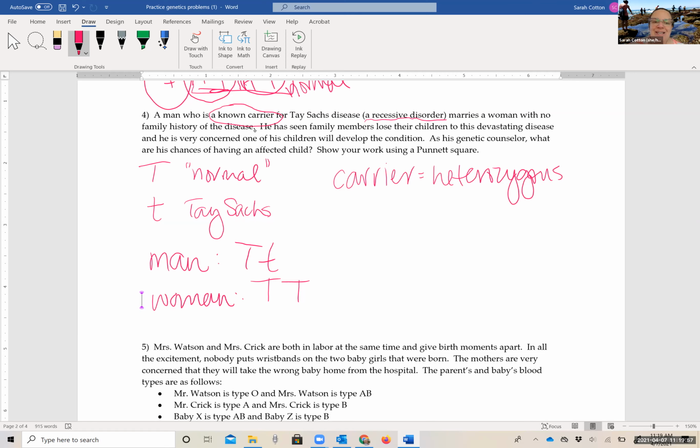So it's devastating, it's awful. People who have Tay-Sachs die in childhood. It's really not pretty. It's this awful wasting away. It's really sad and heartbreaking. Okay. So he's like, I don't want to have biological children if that's going to be the case. So he's asking a genetic counselor, what do I do? What are my chances of having a child with this woman that is going to have this terrible, terrible disease? Okay, so we're going to do a Punnett square to find out.